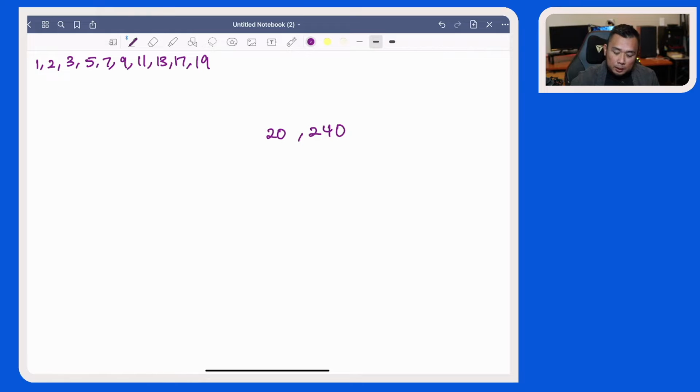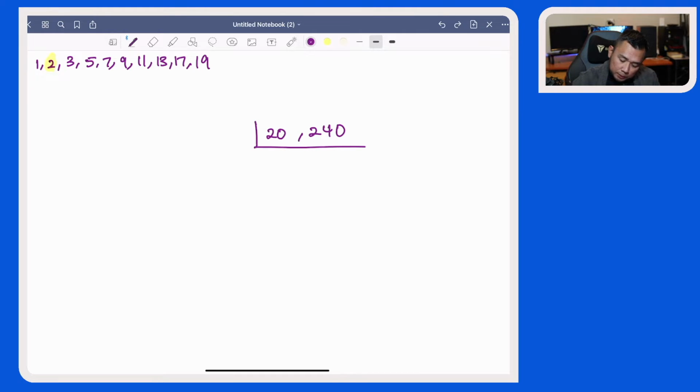Let's now go through another example, and this time I have the numbers 20 and 240, and I'm going to work out the highest common factor. So let's have those two numbers side by side and then draw a vertical line with a horizontal line. We will now start off with the smallest prime number that can divide 20 and 240. So that's going to be the number 2.